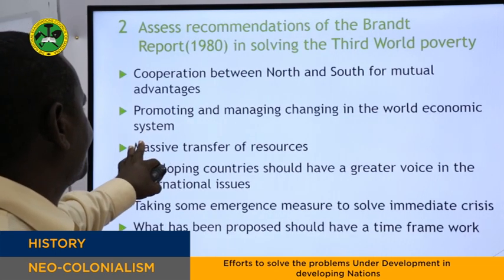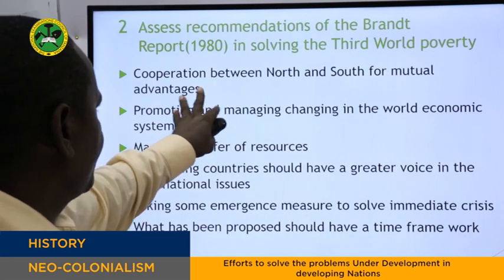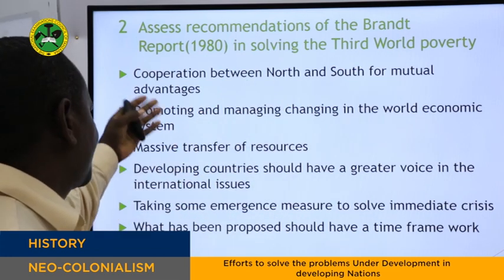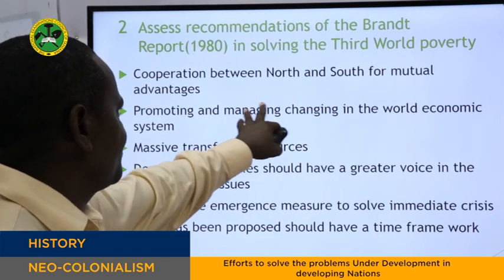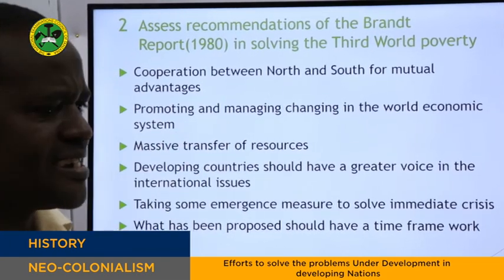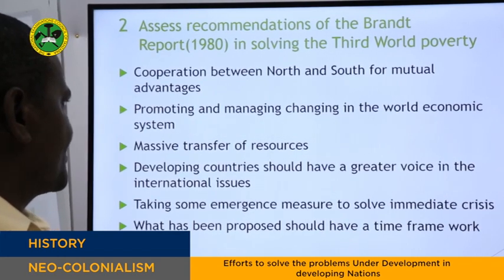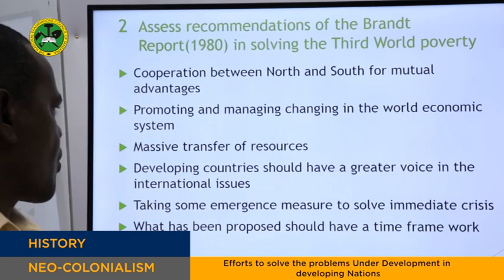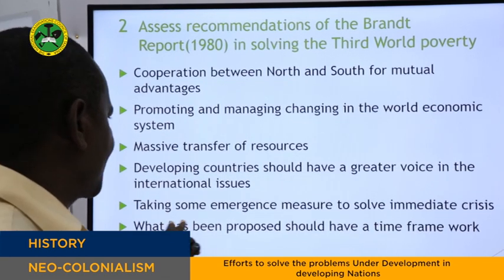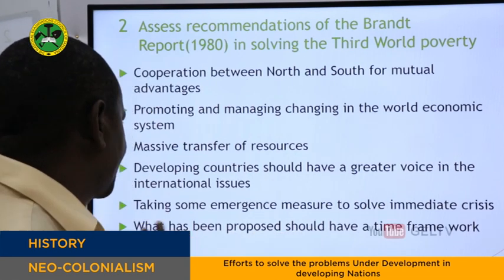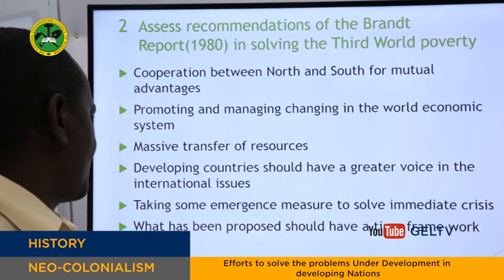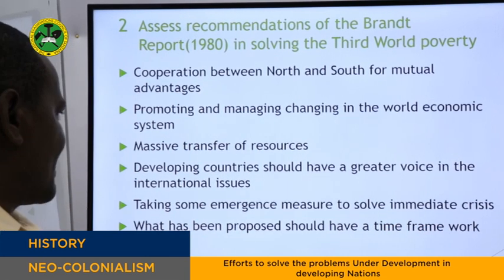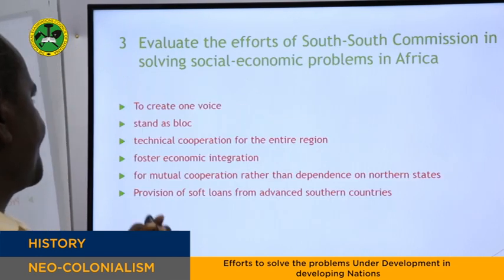The second question, my dear students, is: assess the recommendations of the Brandt report of 1980 in solving third world poverty. Again, we have gone through this, and the answers here, as you can see: cooperation between North and South for mutual advantage, promoting and managing change of the economic system, massive transfer of resources, developing countries should have a greater voice in international issues, and taking some emergency measures to solve the immediate crisis. So my dear students, this is the second question.